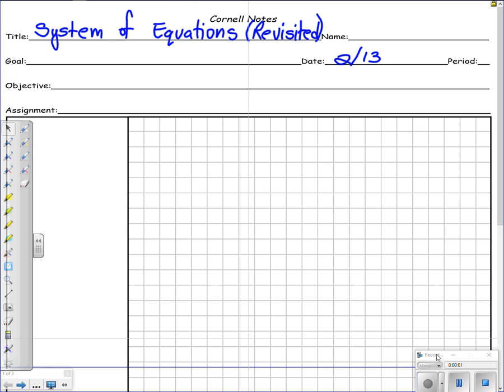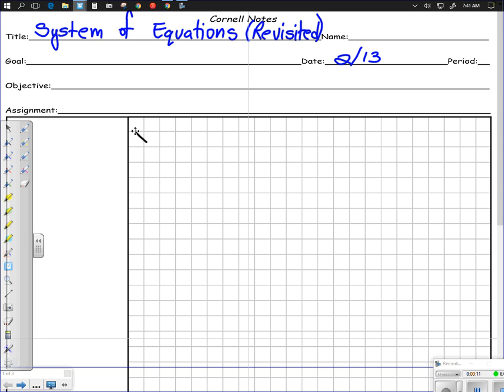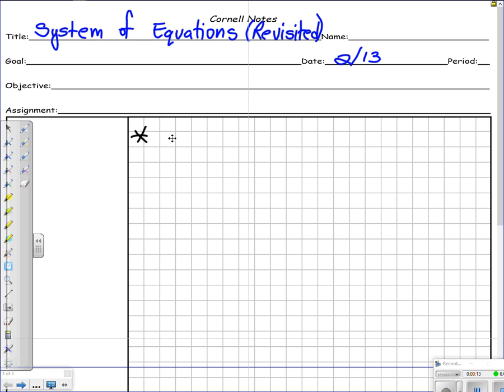Okay, today we're solving systems of equations by graphing. So first, let's review how we graph. When we graph, we like this equation a lot: y is equal to mx plus b.